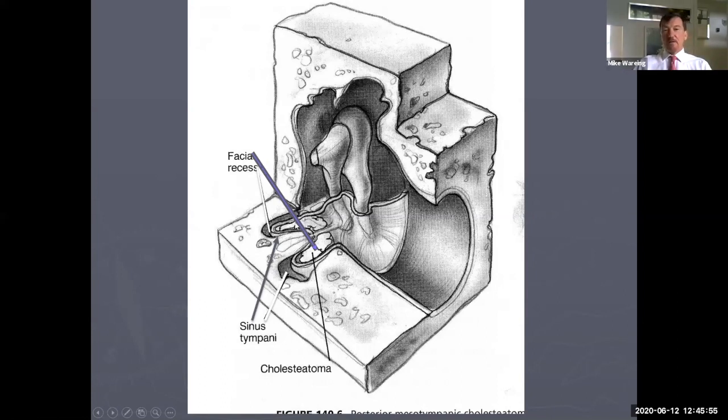And this is a variable area. And these are the problem areas. These are the difficult areas. This one isn't. But this area here is sometimes difficult to get at. This is where endoscopes certainly can be helpful if you've got a deep sinus tympani to see round the corner.